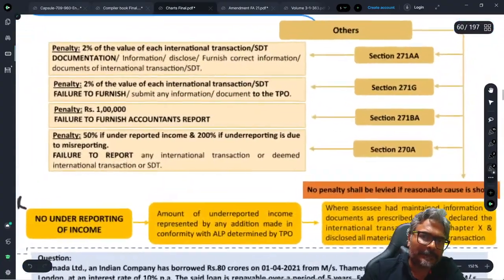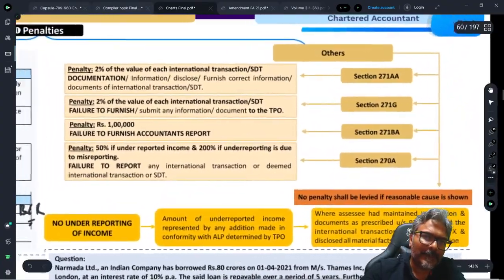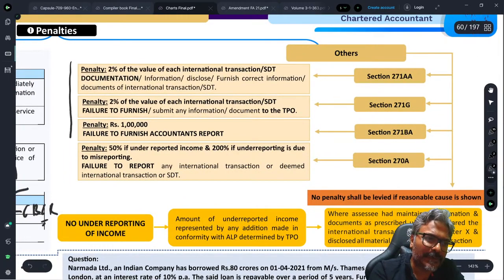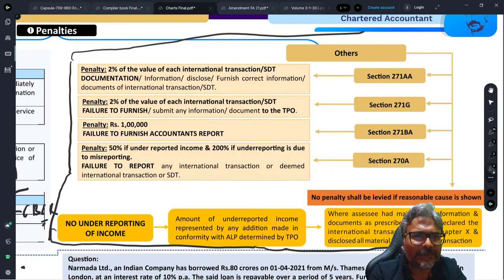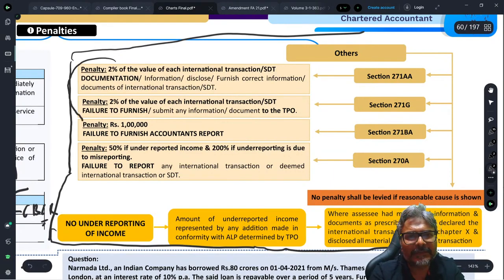Apart from that, students, these are the general list of penalty. You have to go through this penalty also. You all will have to go through this one. Under reporting and all, this is one thing. Like, 2% penalty, in which case? So 2% penalty would be on the value of each international transaction or specified domestic transaction. Students, this is the case where the documentation or information has not been disclosed correctly. That is point number one.